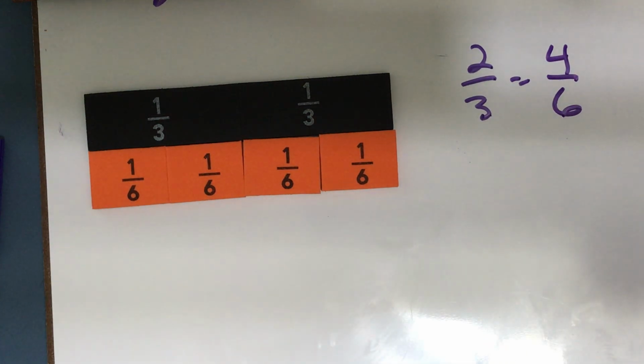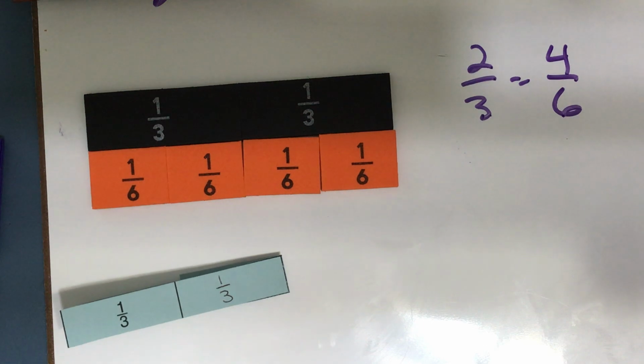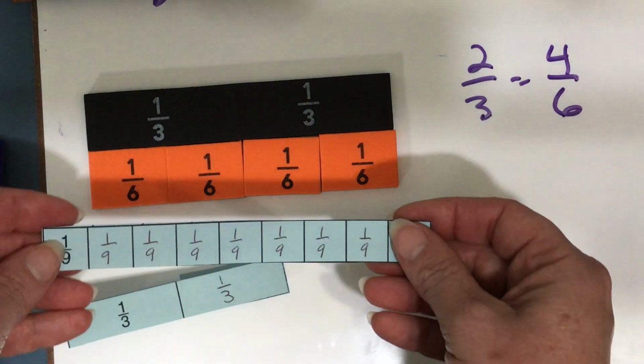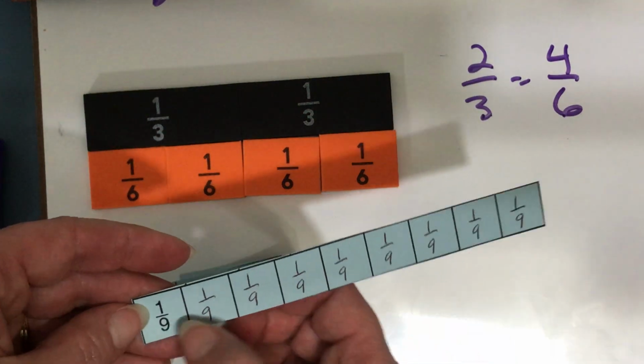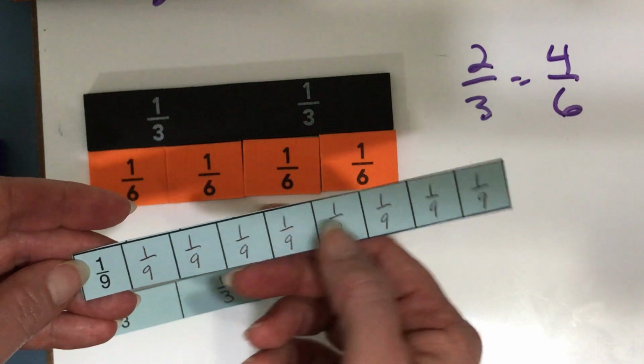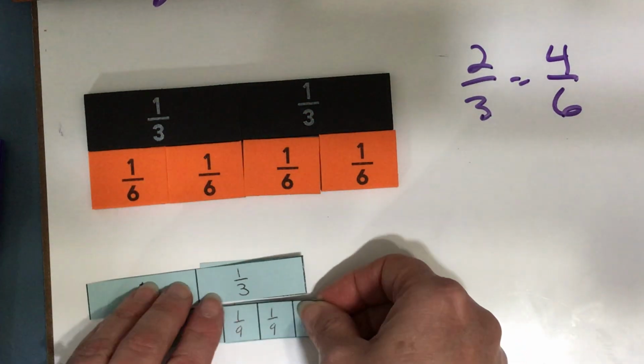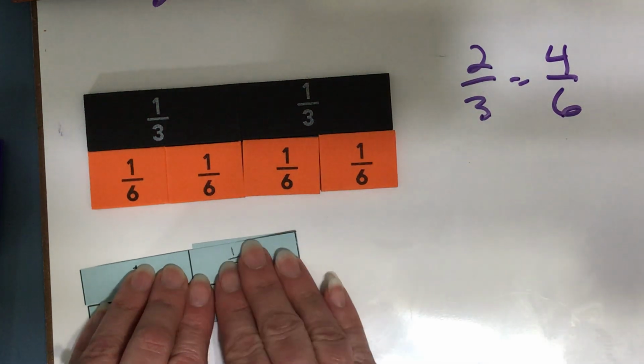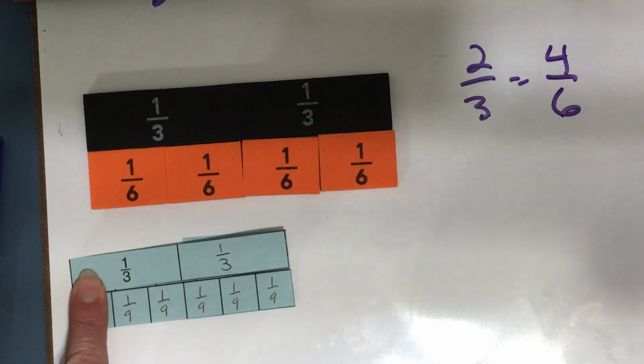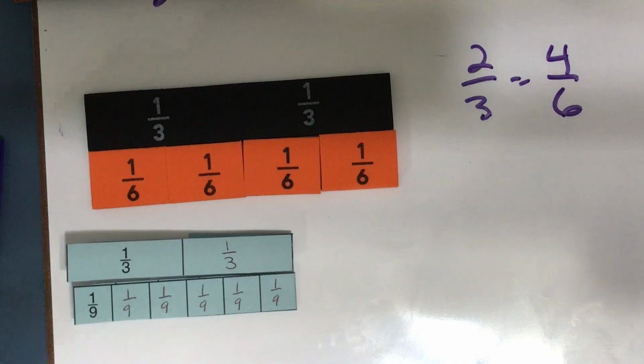All right, so the second one says 6/9. So I'm going to get my ninths out. I still have my 2/3 here, but I need to find my ninths on my fraction strips right here. And I'm going to fold back 6/9. 1, 2, 3, 4, 5, 6. 6/9. And I'm going to line them up. And I can see that yes, 2/3 does equal 6/9.